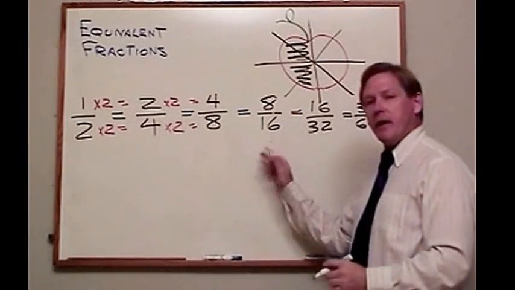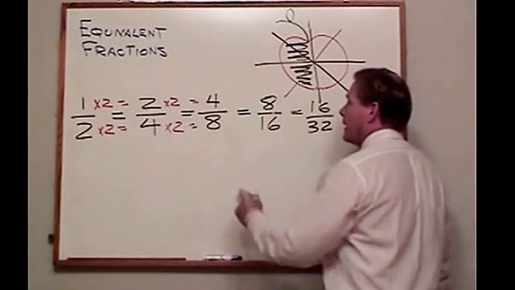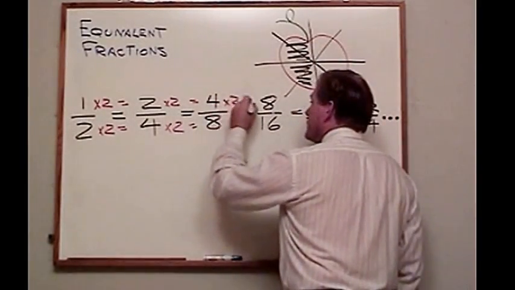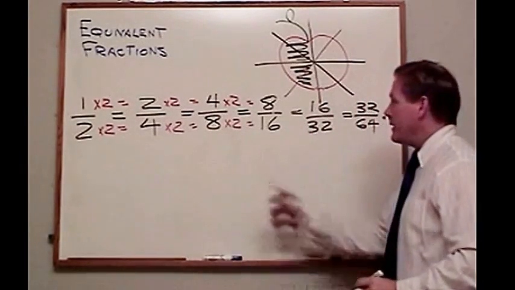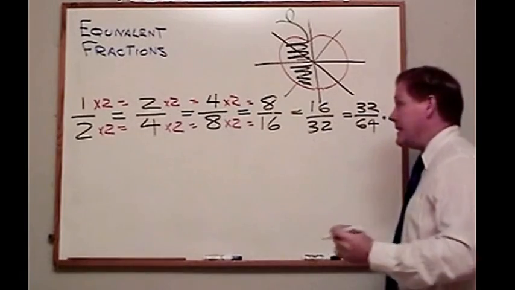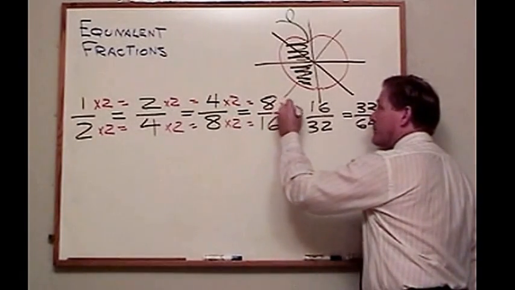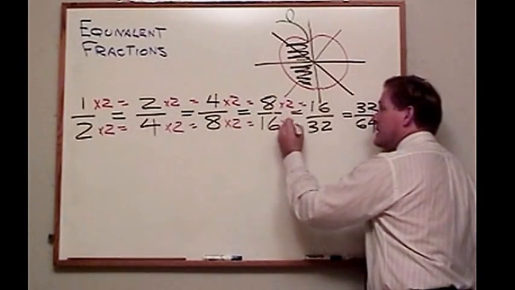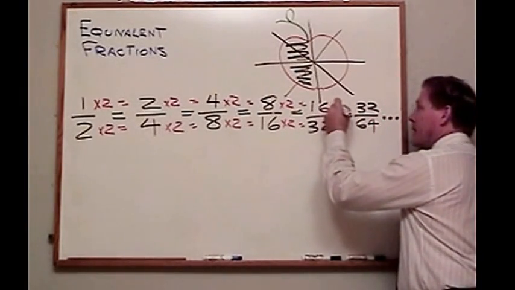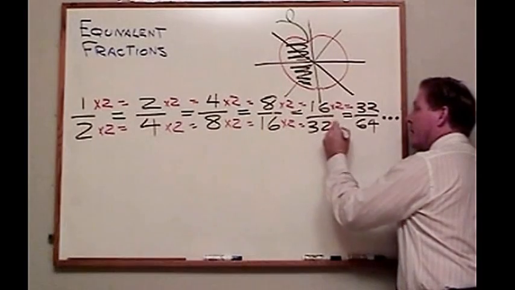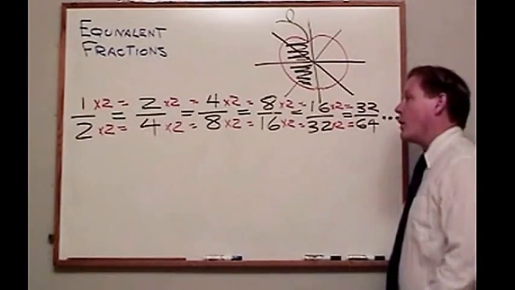Then to get the next fraction, we did exactly the same thing. 4 times 2 is equal to 8. 8 times 2 is equal to 16. Then to get the next fraction, we did exactly the same thing. 8 times 2 is equal to 16. 16 times 2 is equal to 32. And again, 16 times 2 is equal to 32. 32 times 2 is equal to 64.